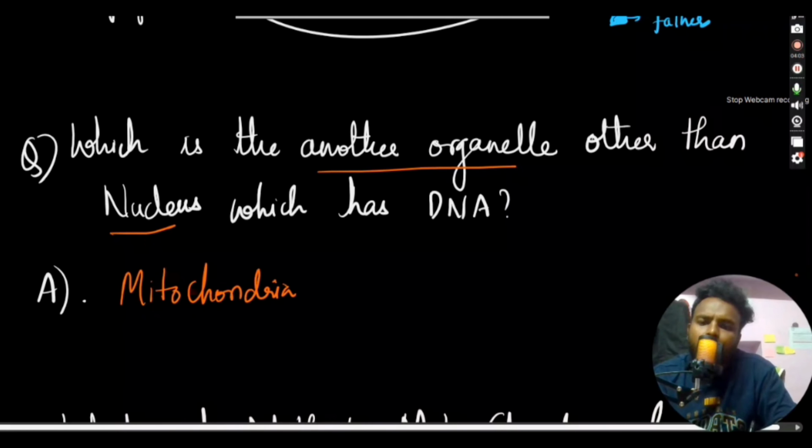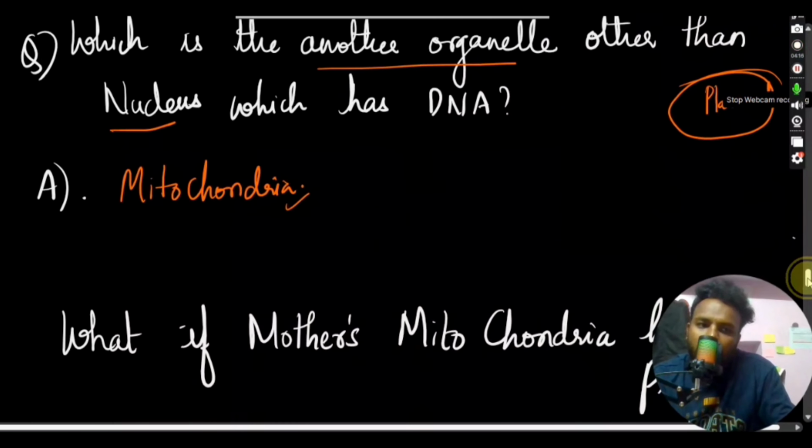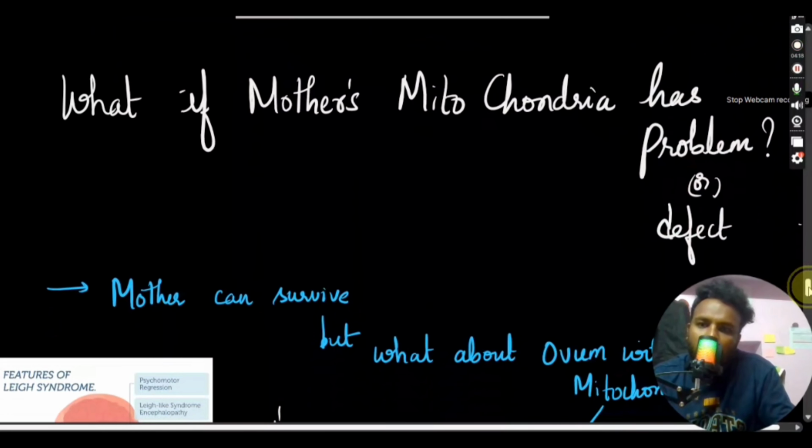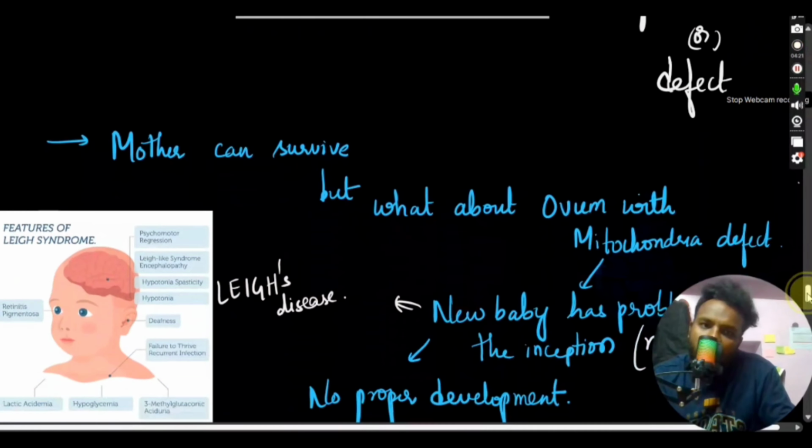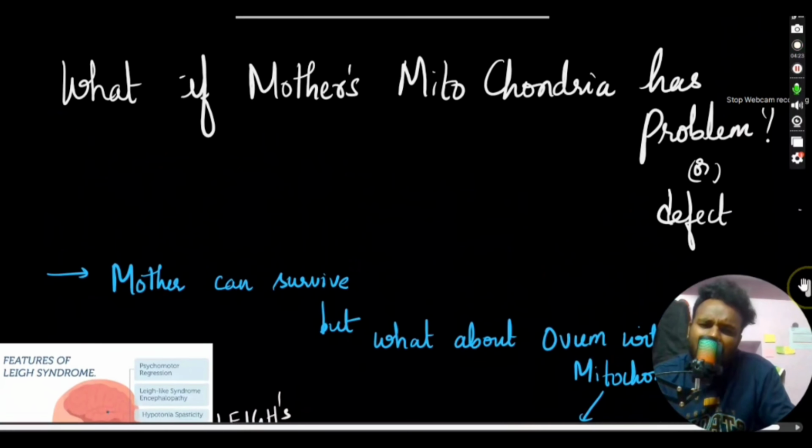In prokaryotic cells we will be having plasmids, which have extra chromosomal DNA, but in eukaryotic cells mitochondria will be having DNA other than the nucleus. Then what if the mother's mitochondria has a problem or defect? The mother can survive, just because she has already survived 20 or 30 years, right? She can survive, but what about the baby which will be getting birth?